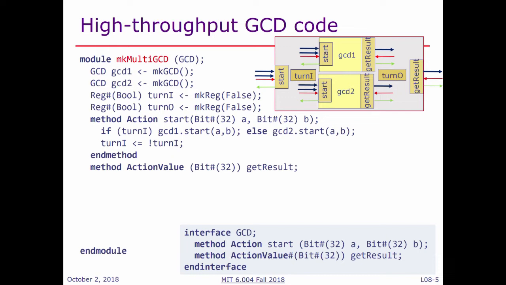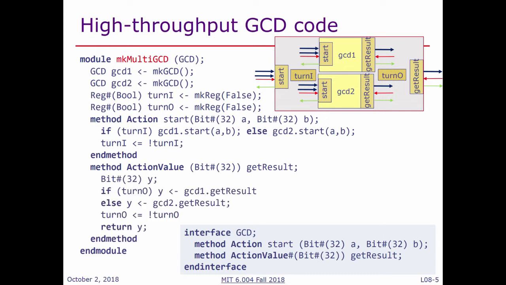Right, so if it is turn 1, if it's the turn of the first GCD, we have to make sure in our implementation that the first is not busy. Or in our jargon, the first is ready. If the turn is false, then we have to make sure that GCD2 is ready. Okay, that's all we are doing. So does this definition make sense now? So it has implicit guards. Its guards are being derived from the guards of the things you're calling underneath.